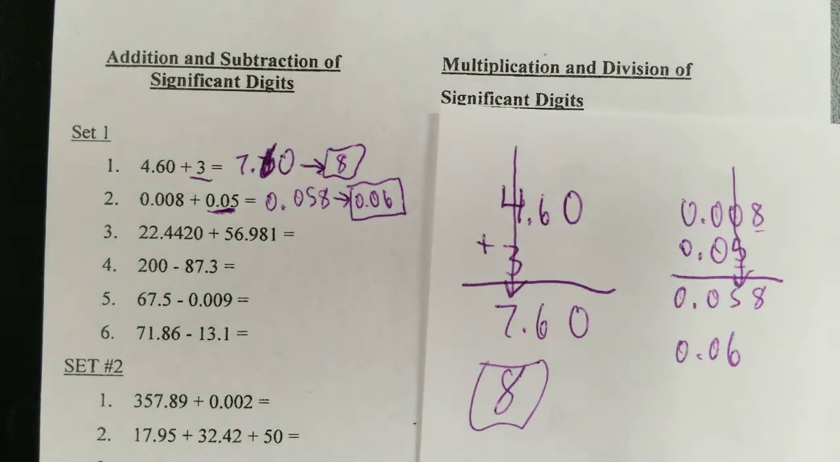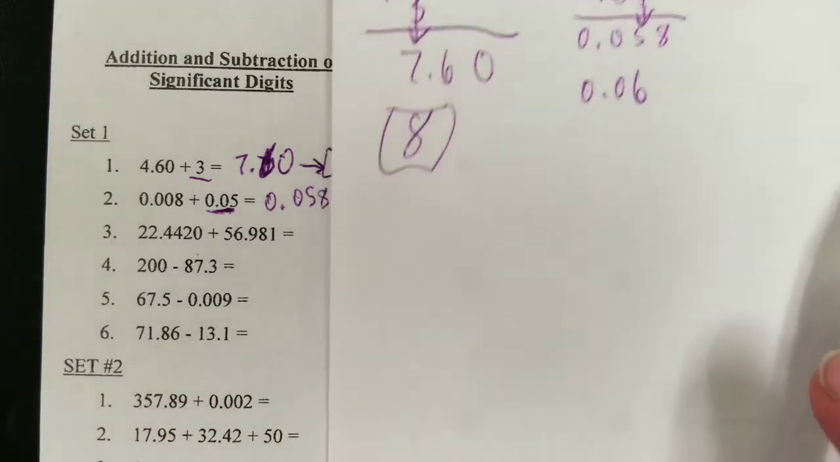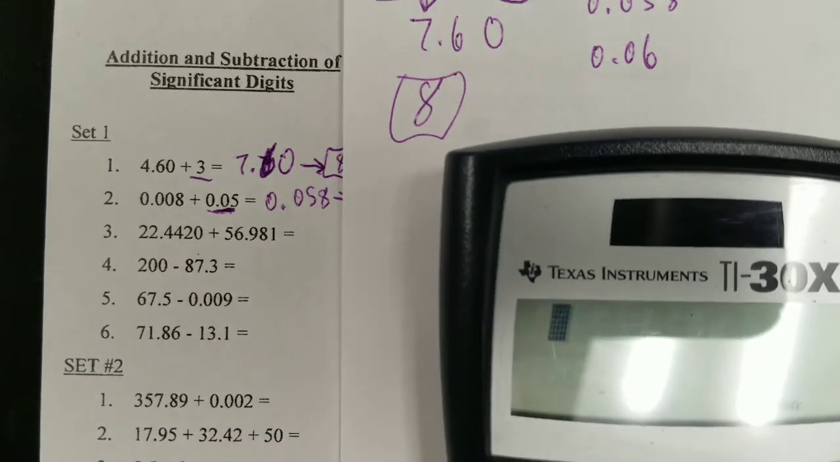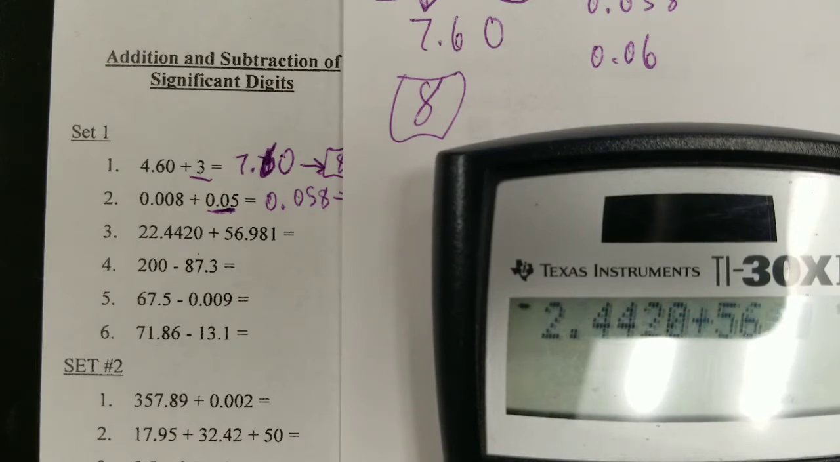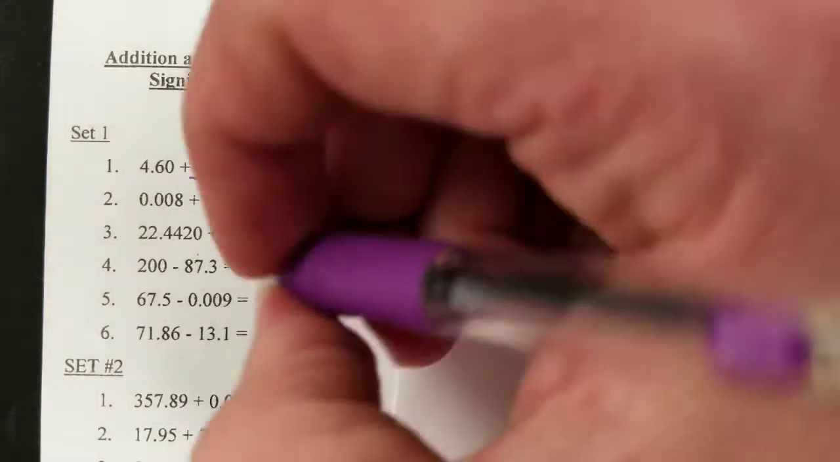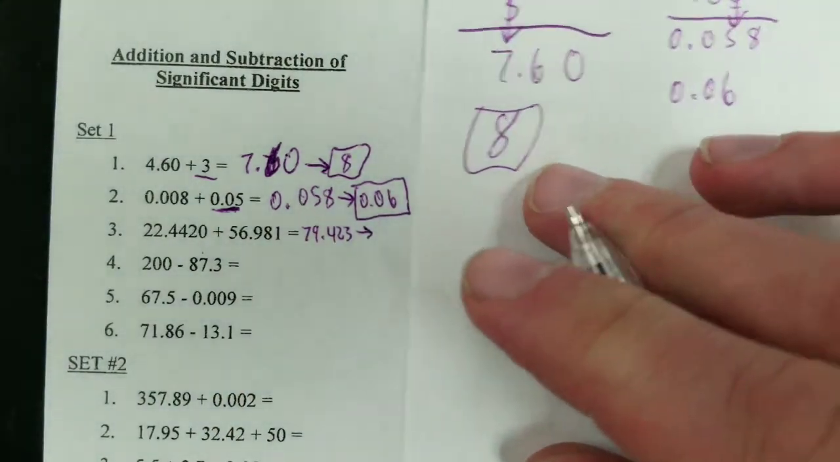All right, now next one. We do the same thing. First of all, let's see what that actually comes out to. 22.4420 plus 56.981 is 79.423. 79.423 rounded to something. All right.